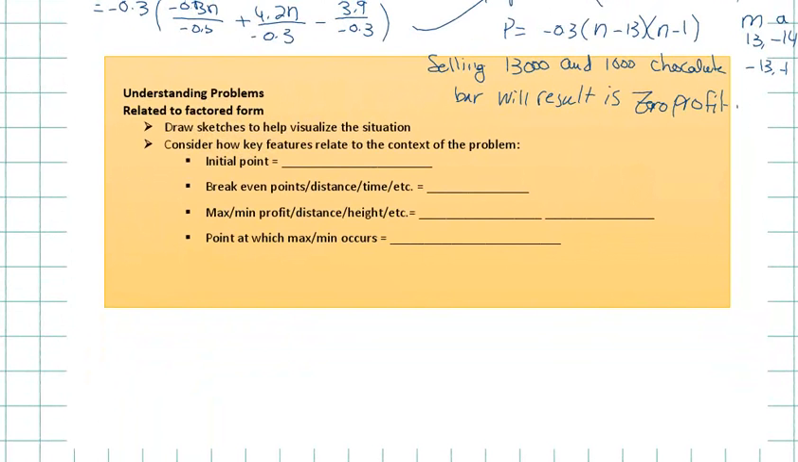Okay? So, initial point is which one of the 5? Initial point. The y-intercept is when you're starting. Okay? So the initial point is when you're starting, when your x value is 0. That's your initial point. How about the break-even point, or the break-even distance, or the break-even time? By zeros. Okay? So anytime you read the word break-even, that means you're looking at the zeros.